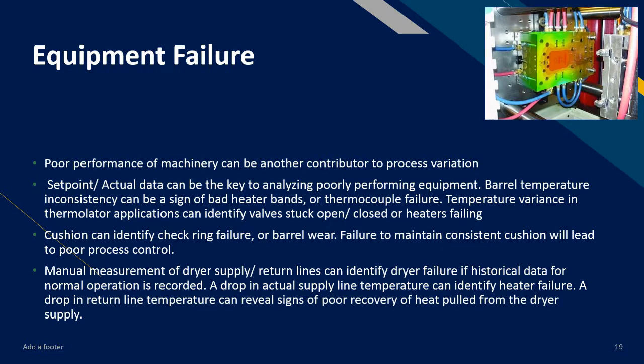Another thing we can do is manual measurement of our dryer supply and return lines. They can identify dryer failure if historical data for normal operation is recorded. A drop in actual supply line temperature can identify a heater failure. A drop in a return line temperature can reveal signs of poor recovery of the heat being pulled from the dryer supply line.